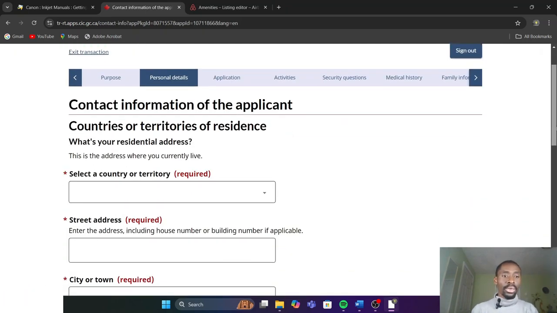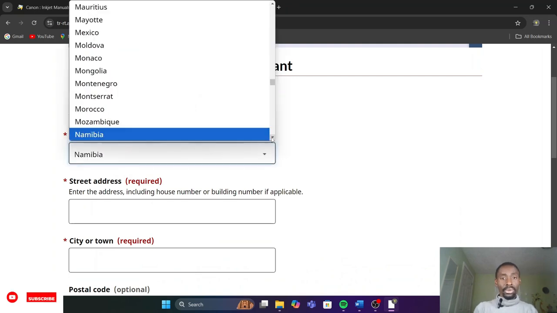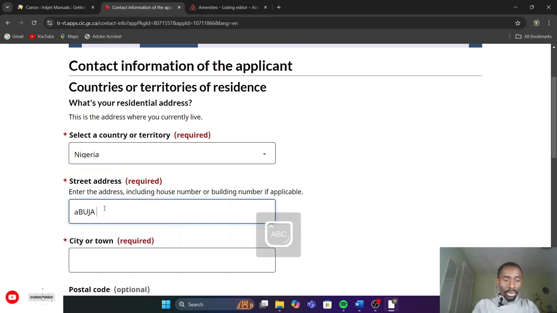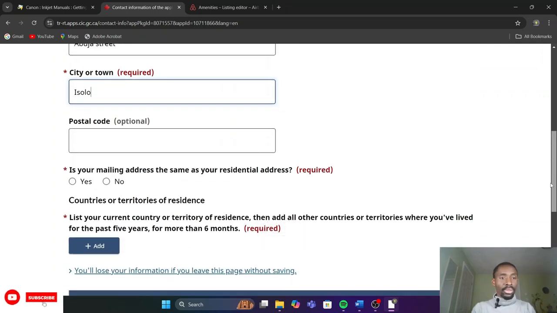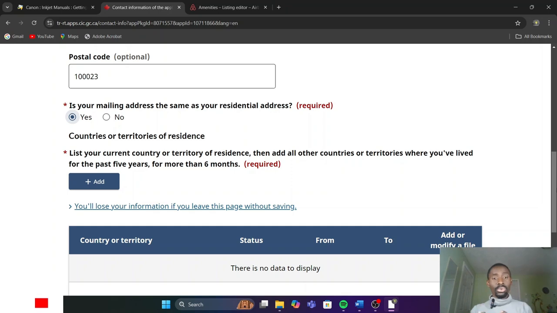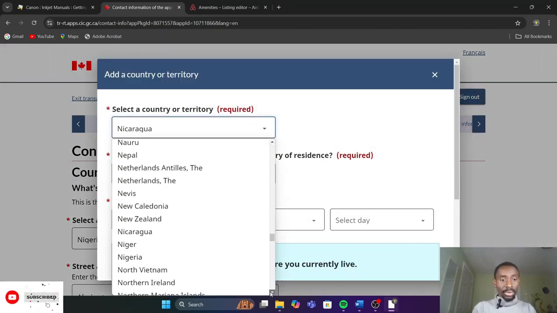So what's your residence? Country of residence. Select the country or territory. So you currently live in Nigeria. Street, let us put Abuja. Street. Okay. So postal code. Is your mailing address the same? Yes, of course. Now, this is a country or territory. List your country or territory of residence, then add all other countries or territories where you have lived. So it is important that you put your current address in Nigeria. So let's put our address.